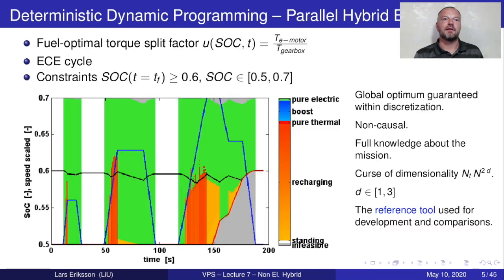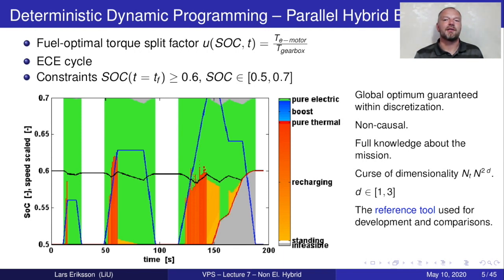Hand-in assignment number 2 was about deterministic dynamic programming and developing the energy management controllers to analyze what's the optimal behavior. This is, as I have said, the crown jewel of the course. With deterministic dynamic programming, you are guaranteed to get the global optimum within the discretization. The solution methodology is non-causal, which means that you require full knowledge about the mission, but as you have seen with the series hybrid, it takes quite some time to solve.